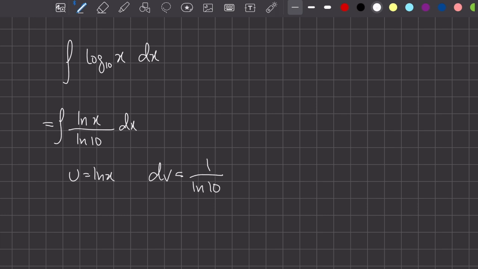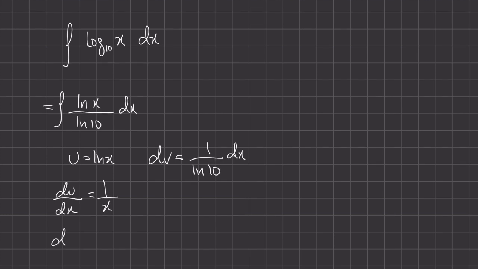We know that 1 over ln 10 is just a constant, but if you know how to integrate ln x, this should make sense. Using integration by parts this way will help us integrate this equation easily. Since u is ln x, then du over dx will be 1 over x, and du will equal 1 over x dx. Similarly, dv is 1 over ln 10 dx, which makes v equal to 1x over ln 10.